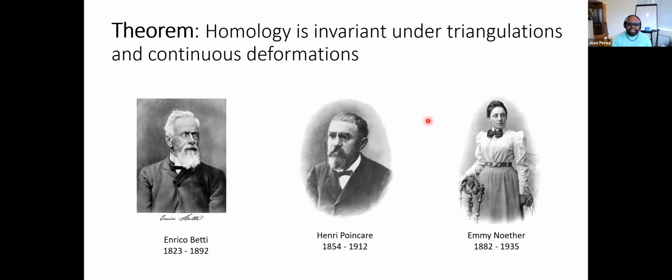Here's a theorem for you guys. Homology is invariant under triangulations and continuous deformations. So what does that mean? It means that if you take your space and you triangulate it differently, the answer you get when you compute homology is not going to change. And the other thing that happens is that if you deform your space a little bit continuously, the homology is also not going to change. So it's the kind of thing that topologists like very much, because the homology of a space can be used to tell spaces apart which are not a deformation of each other.